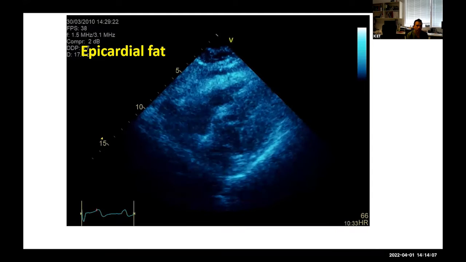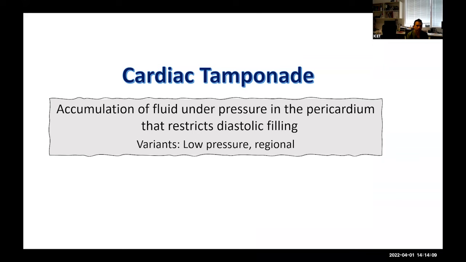So moving on to cardiac tamponade. A brief definition of cardiac tamponade is an accumulation of fluid under pressure in the pericardial space that restricts diastolic filling. However, there are a couple of versions of tamponade that you need to be aware of. One is so-called low pressure tamponade and the other is regional tamponade. But first we'll go through the physiology.